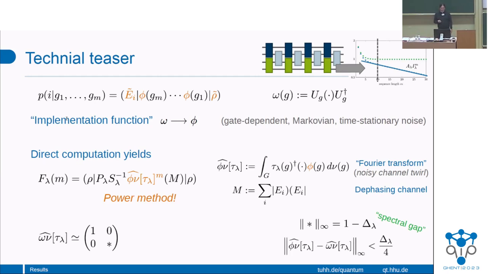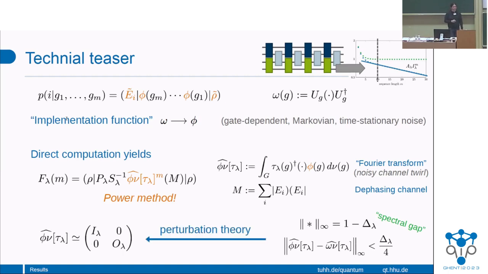And now, if our implementation is not too bad and it's somehow close to the ideal one, then we can do some perturbation theory to show that basically the noisy channel twirl is also block diagonal. And if you plug this into the above methods and lower and upper bound the contribution given by the lower right block, then we get the claimed sequence bounds. So this is just a teaser. Of course, it takes a bit more analysis to do this.